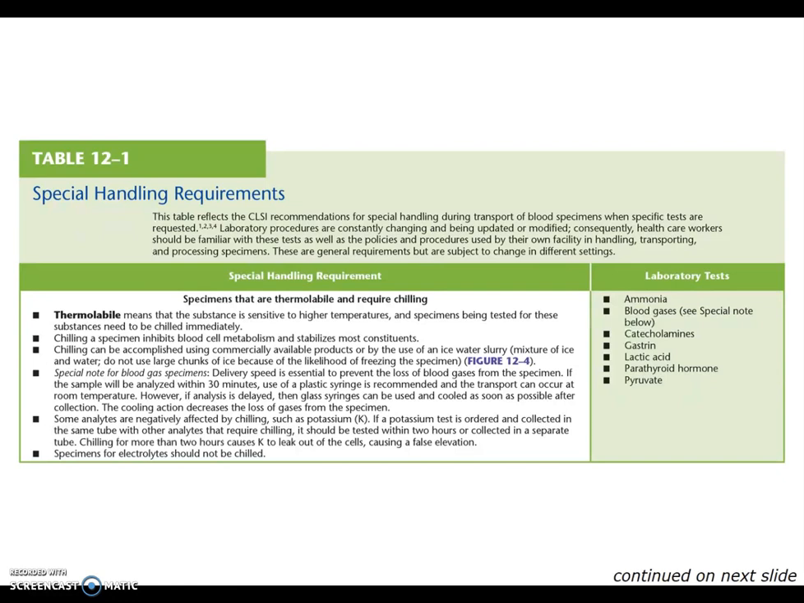Special note for blood gas specimens, we don't need to know this in its entirety because we do not collect these, but some analytes are negatively affected by chilling, such as potassium. So if a potassium test is ordered and collected in the same tube with other analytes that require chilling, it should be tested within 2 hours.